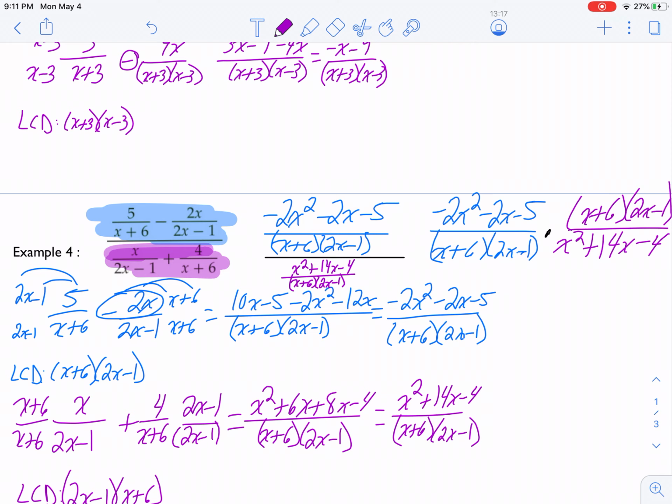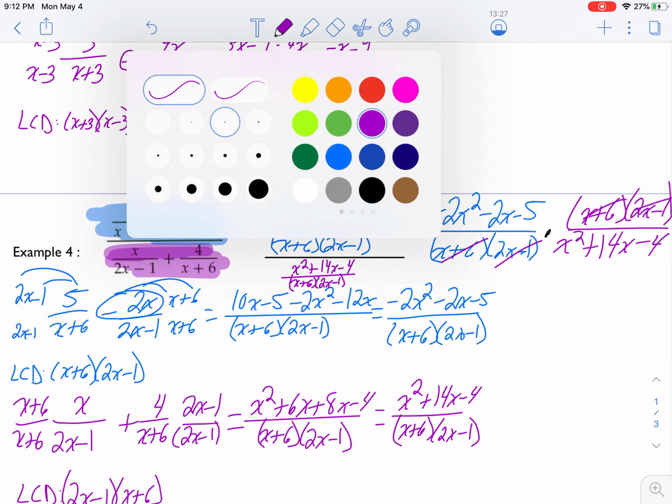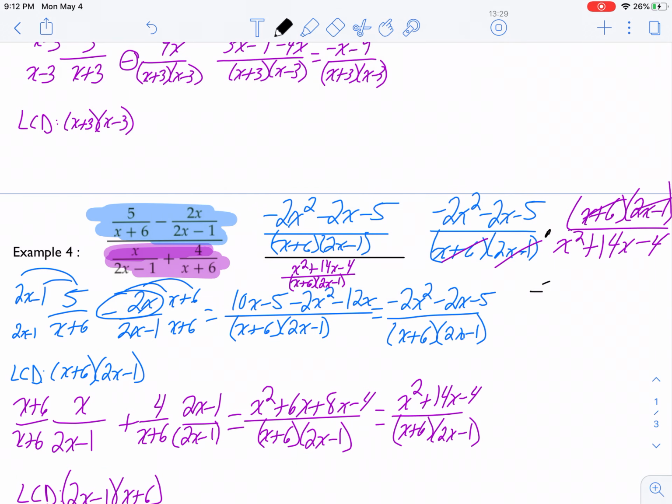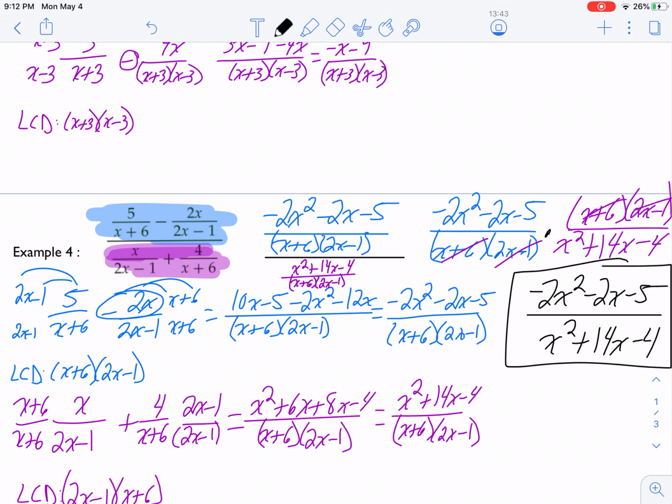Alright, so looking at this, my x plus 6 is canceled, my 2x minus 1's cancel. When I look at this, there is no way I can factor either one of these, so my final answer then would be negative 2x squared minus 2x minus 5 up top, because that's all I have left up there. And down below, all I have left is x squared plus 14x minus 4. And there is my solution.